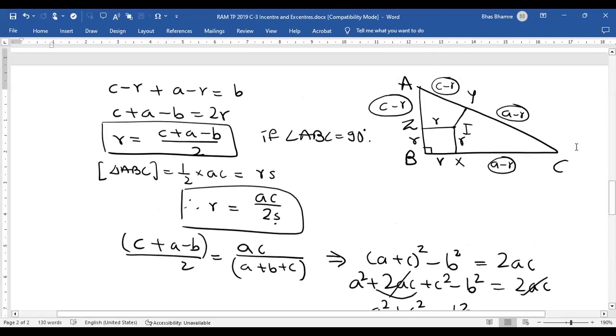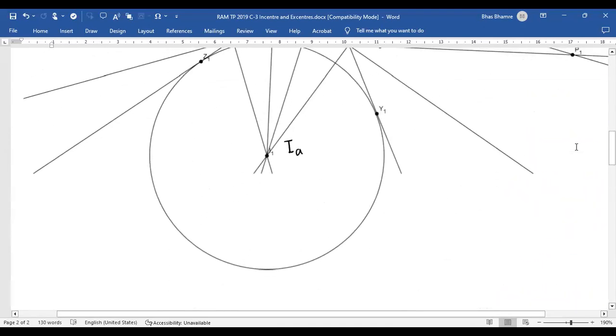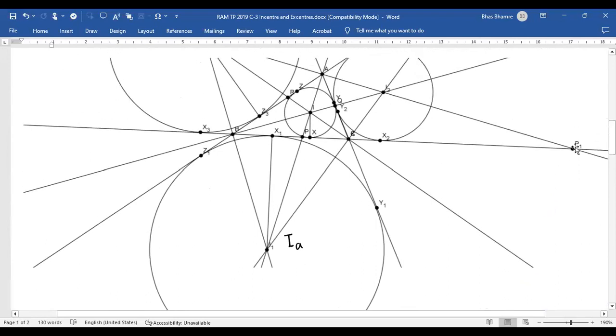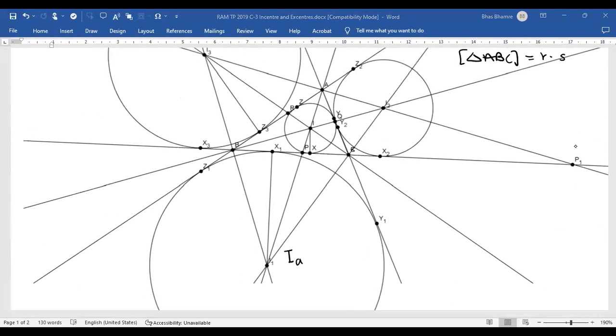So in short, coming to the figure again, there are so many interesting results. I is the orthocenter of triangle I1, I2, I3. This I is the orthocenter of this triangle. Okay.